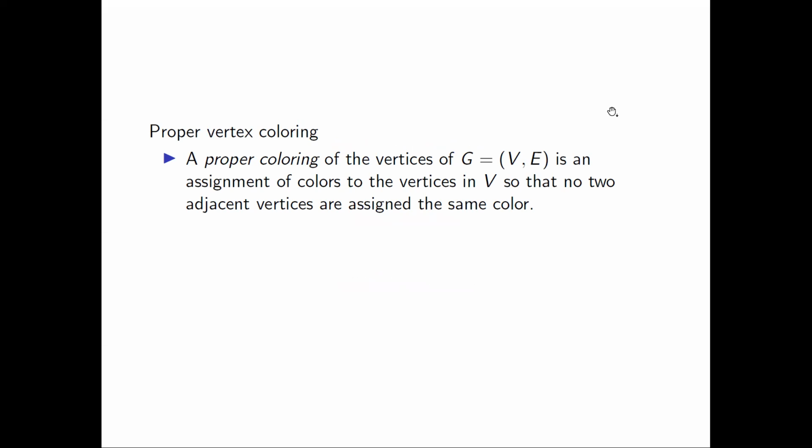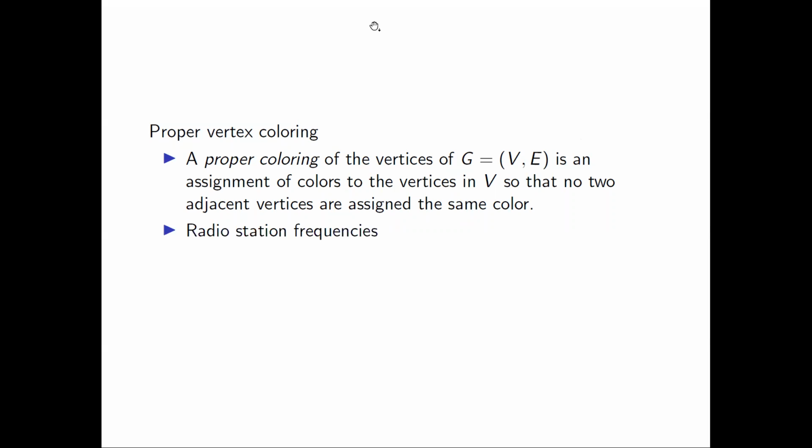So a proper coloring of the vertices of a graph G is just an assignment of colors to the vertices so that no two adjacent vertices are assigned the same color. And we can apply proper colorings to a bunch of real-world situations.